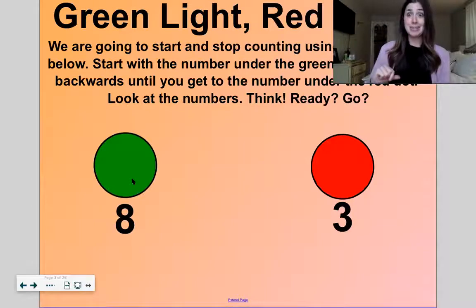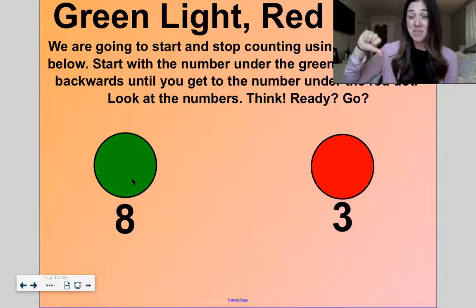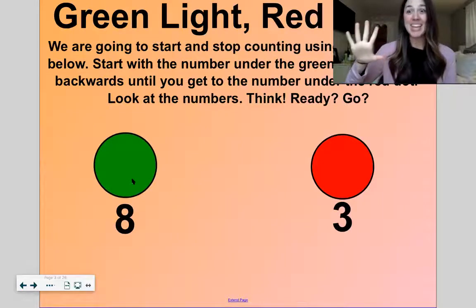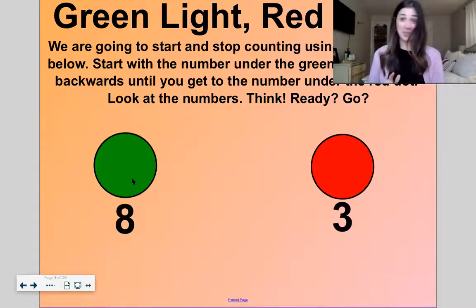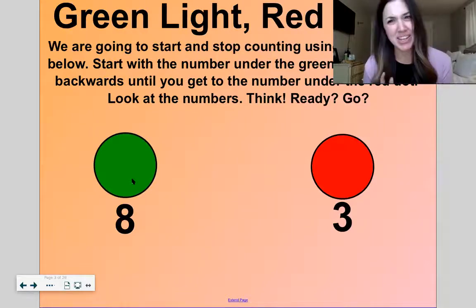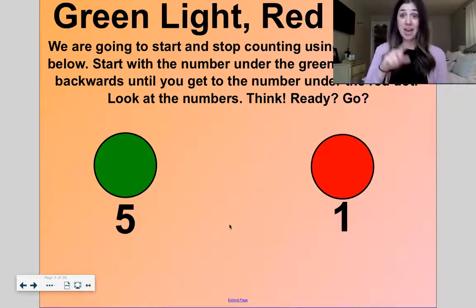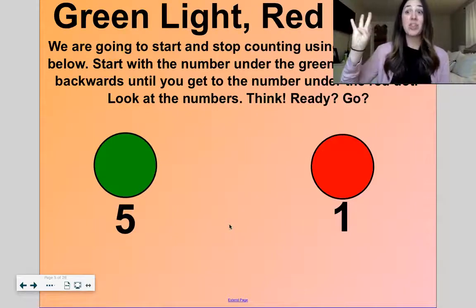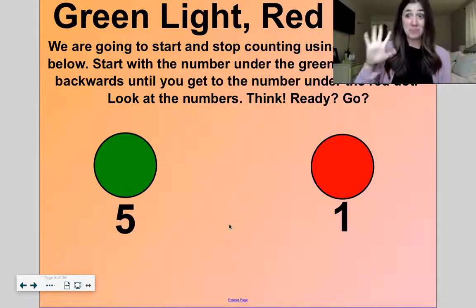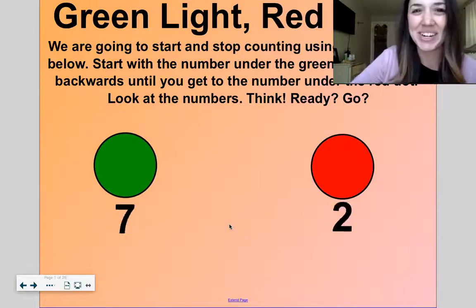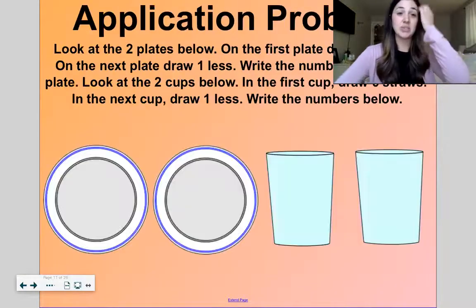Okay, ready? Let's do another one. 8, 7, 6, 5, 4, 3. Good. I wasn't sure if you were going to get that one because I didn't say start at 8, stop at 3, did I? But nice. It's kind of tricky counting backwards. I really have to think about it. Okay, let's do the next one. Start at 5, stop at 1, counting down. 5, 4, 3, 2, 1. Good work.